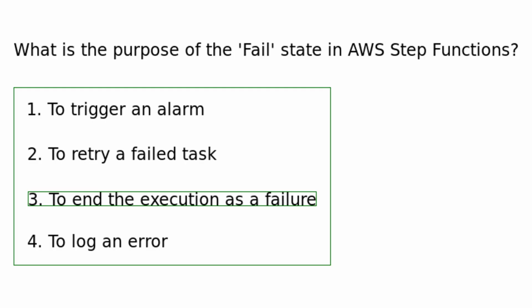The fail state in AWS Step Functions is used to end the execution and mark it as a failure, often used to handle unrecoverable errors or violations of business logic.